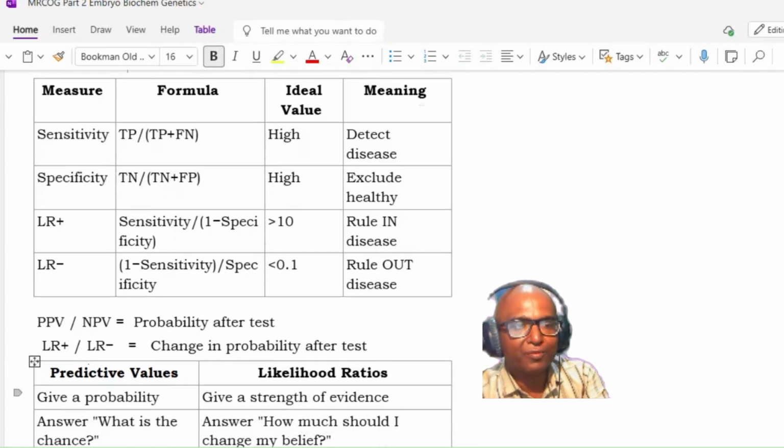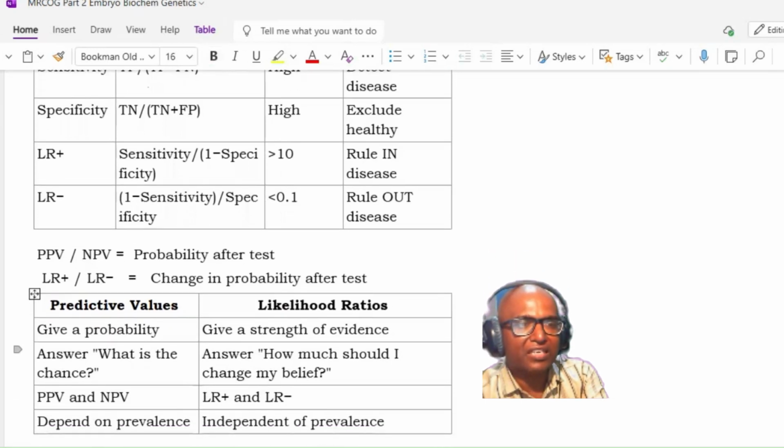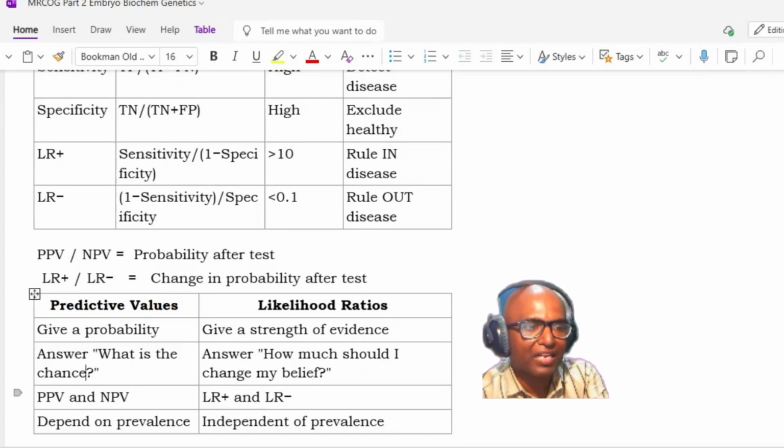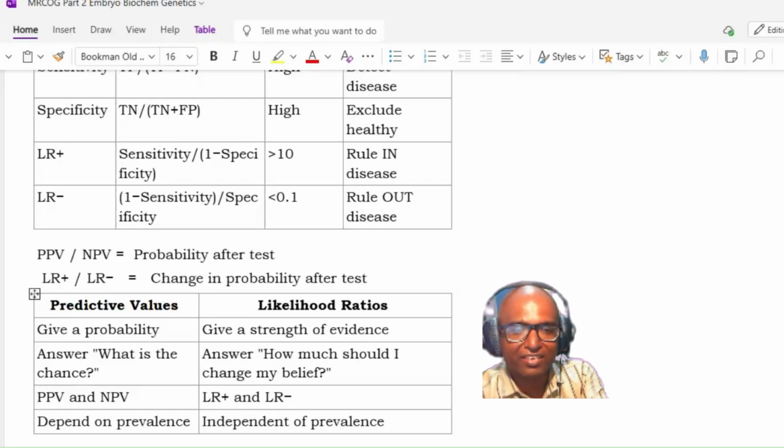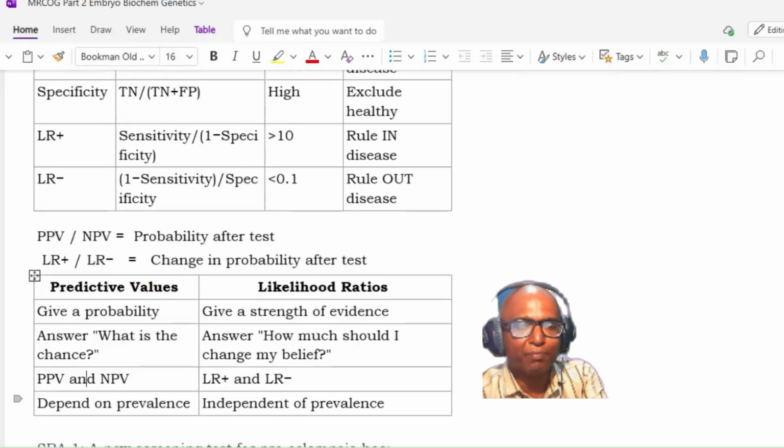Okay. So predictive values give a probability, answer what is the chance, and we have positive predictive value and negative predictive value, and they depend on the prevalence. Remember this one thing: these predictive values depend on the prevalence, while likelihood ratios give strength of evidence, answer how much should I change my belief. Once you get the positive or negative result, how much should I change my belief as a clinician? That is possible with the likelihood ratio positive and negative, and it is independent of prevalence.